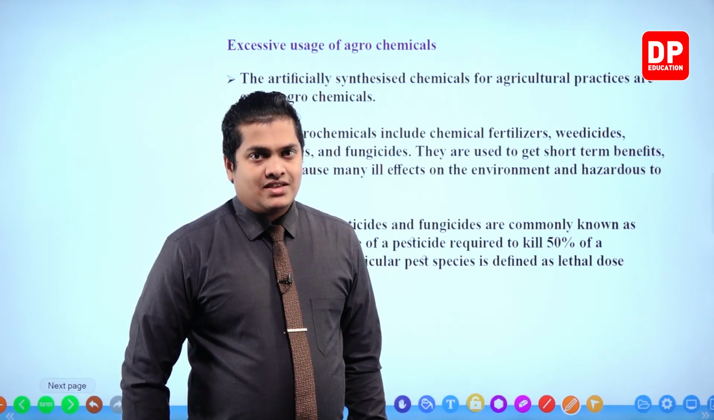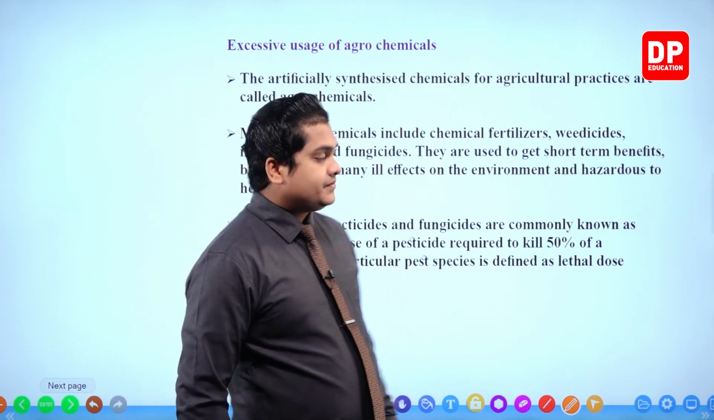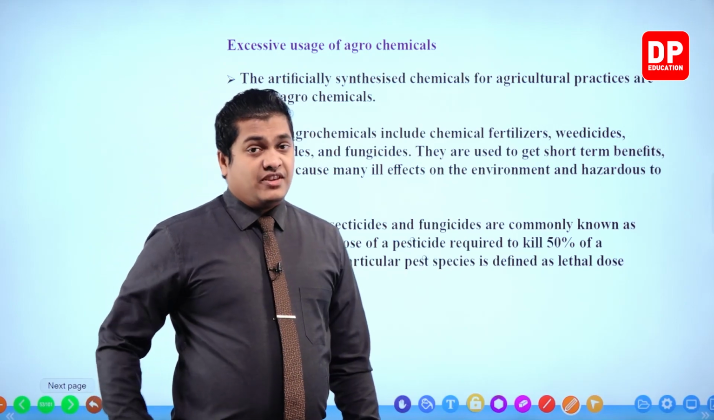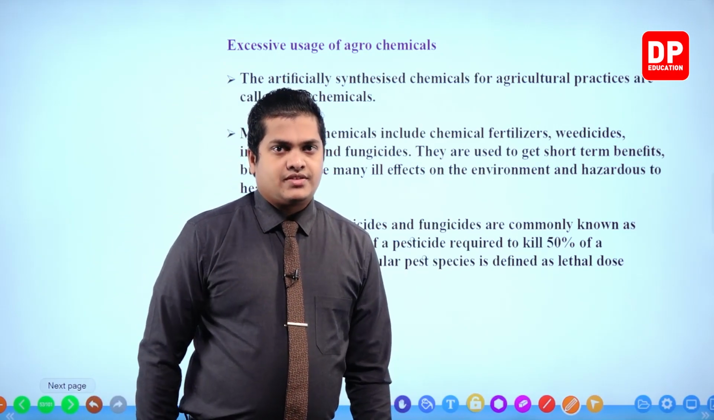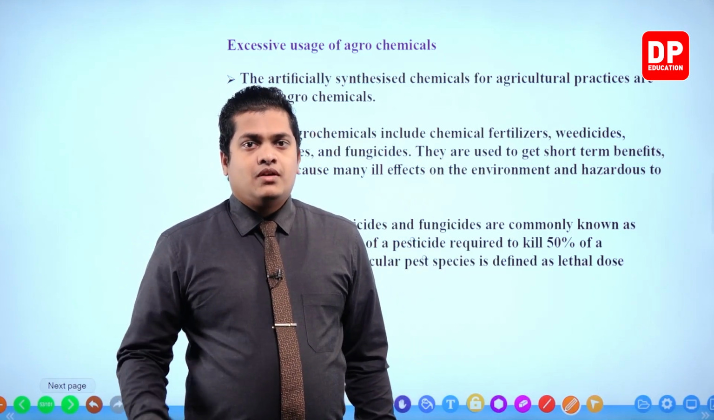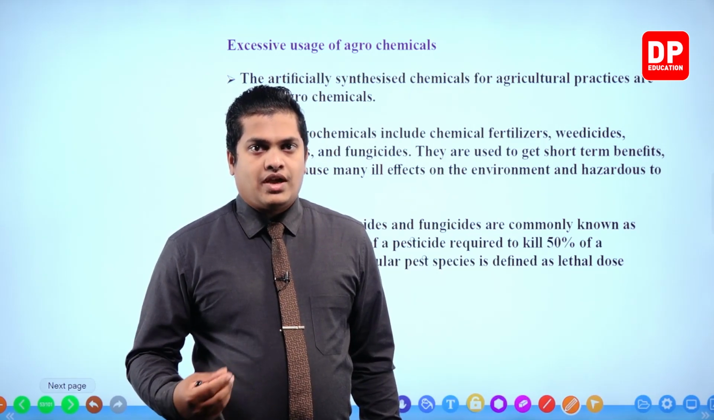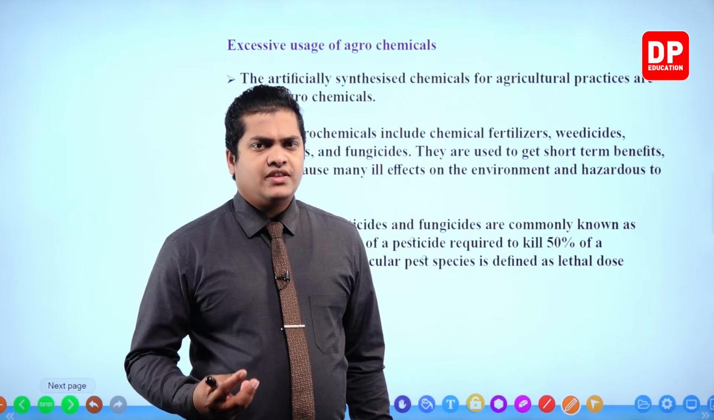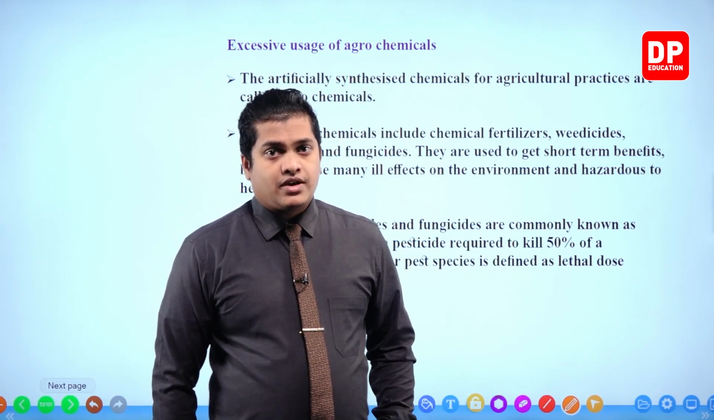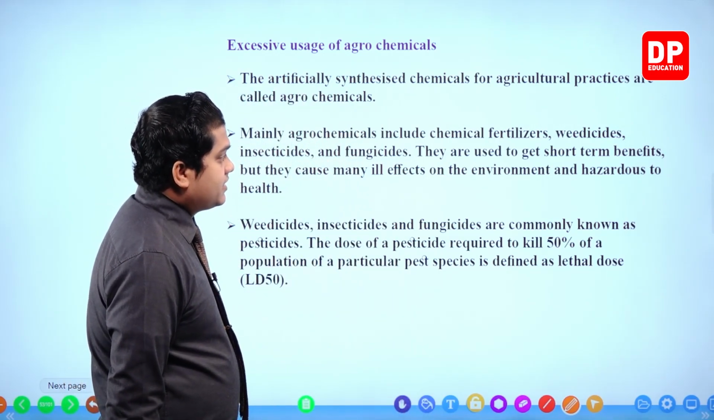So as pesticides we add agrochemicals, or else as fertilizer we add agrochemicals. They are used to get short-term benefits, that means to enhance the harvest and protect it from insects, weeds and fungi. So to get short-term benefits, we add these substances to the environment. But they cause many ill effects to the environment and are hazardous to health.